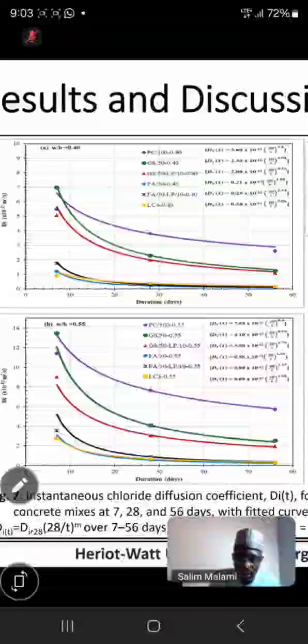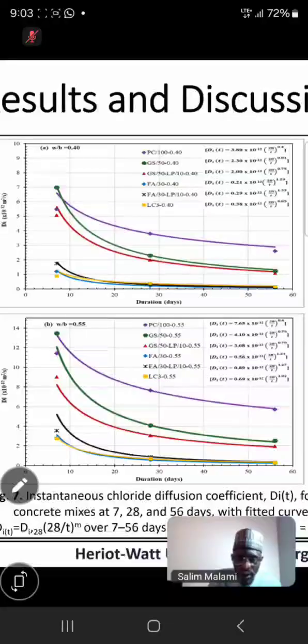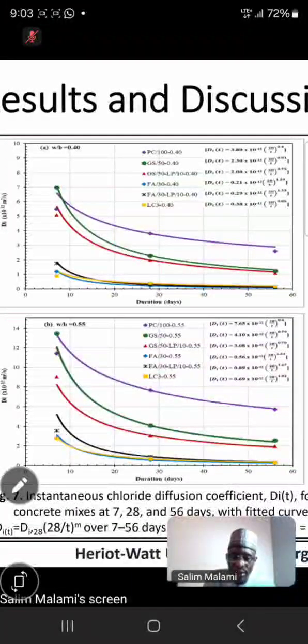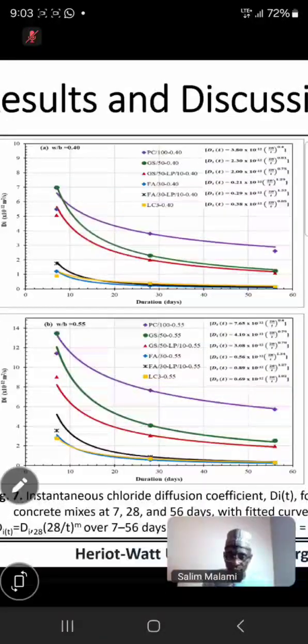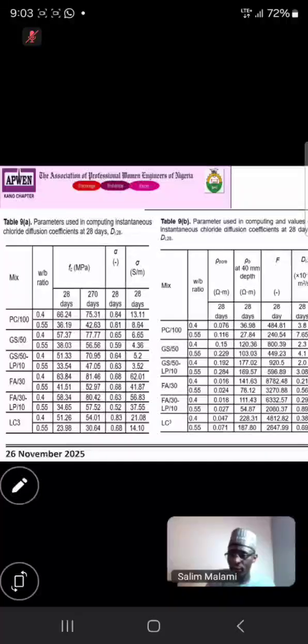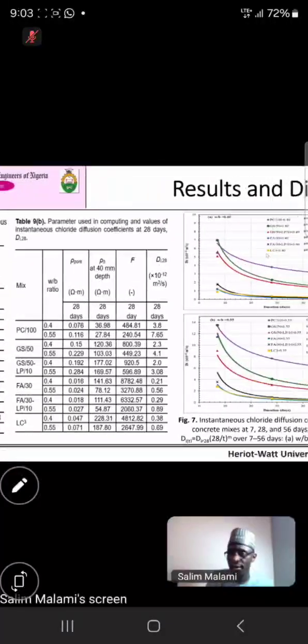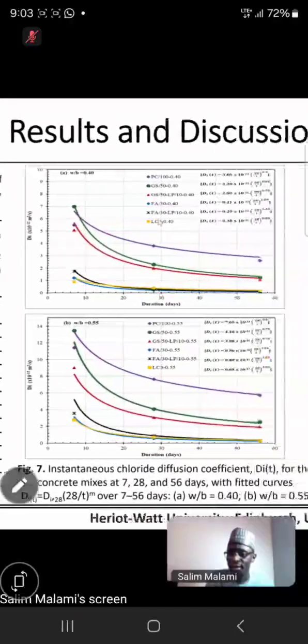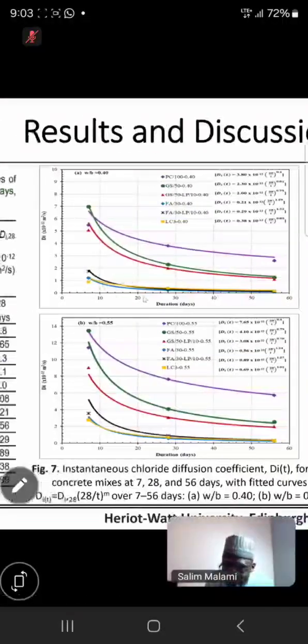So if you can see from the table, LC3 has 0.3 and 0.69, but this normal PC, normal concrete, has 3.8 and 7.6, so higher values. And also if you see FA, it has 0.2 and 0.56, and these two are the best, FA and LC3. And you can see from the graph, it's showing this. This yellow is LC3, the blue is FA. So you see at the bottom.